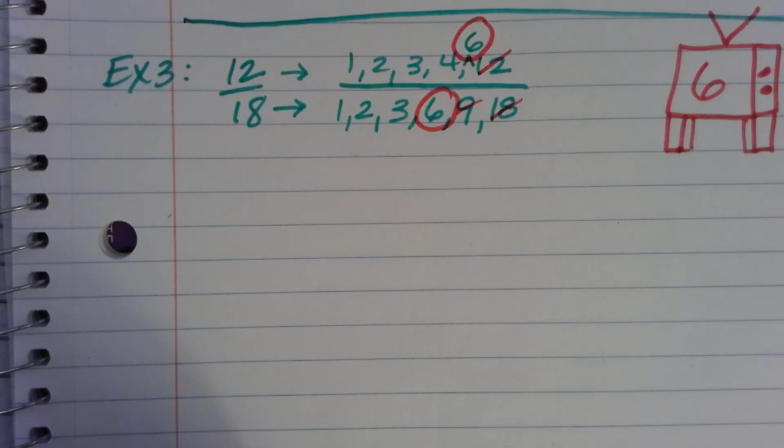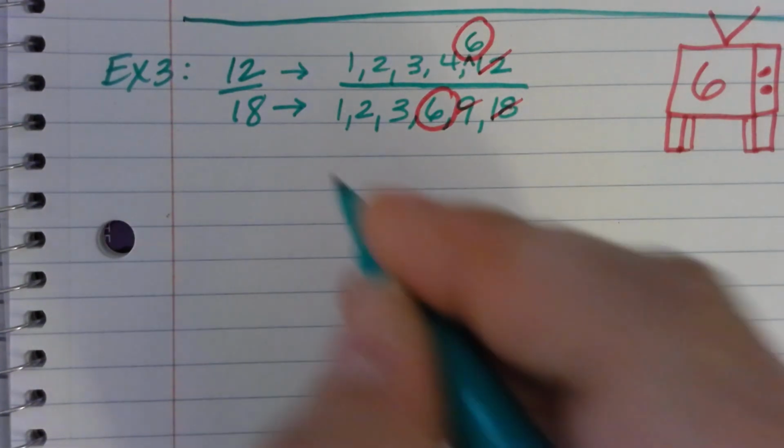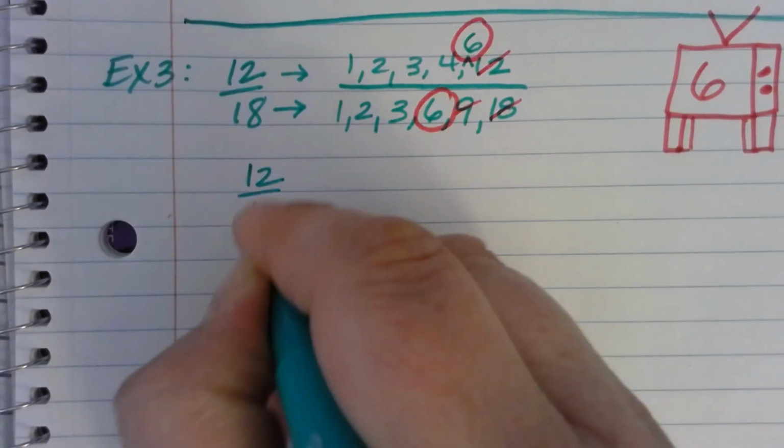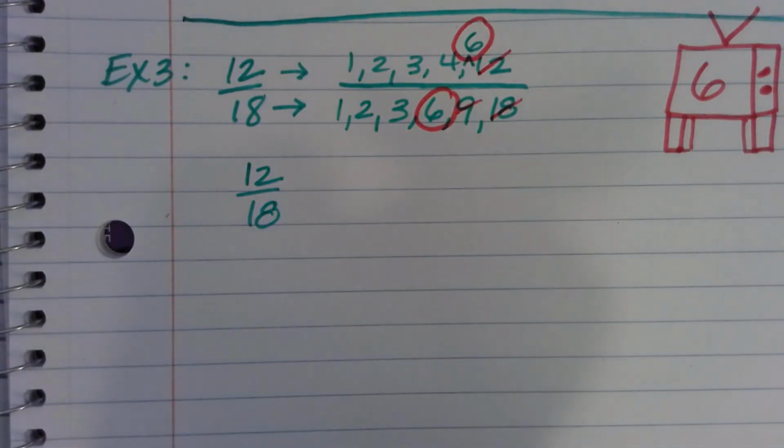All right. Everybody good? So, step 2 is complete. We found our GCF. Now what do I do? Jax, what's step 3? Find it.